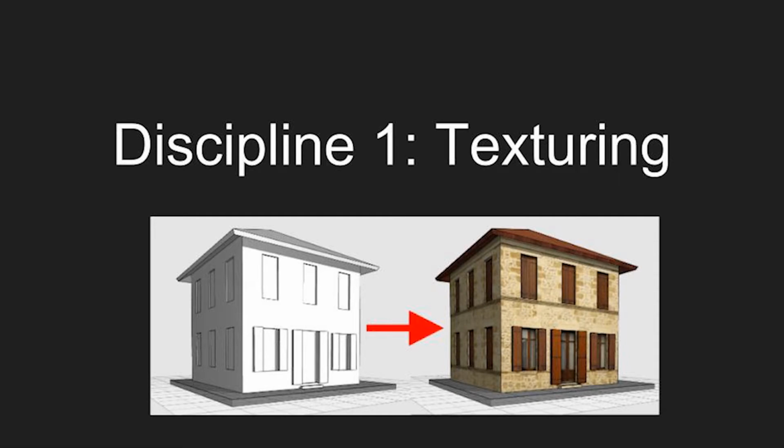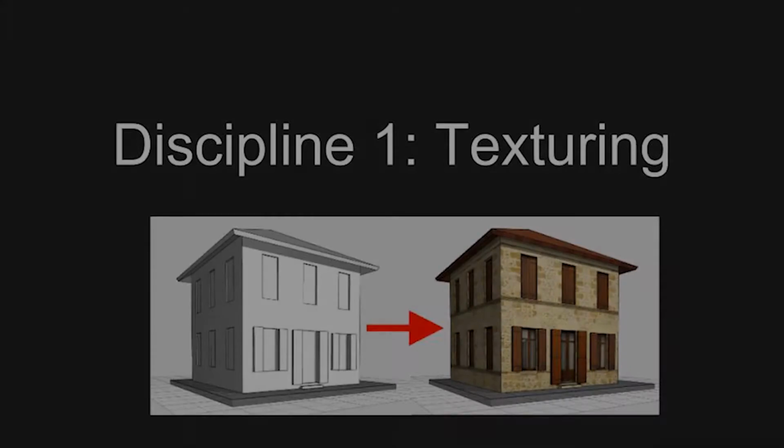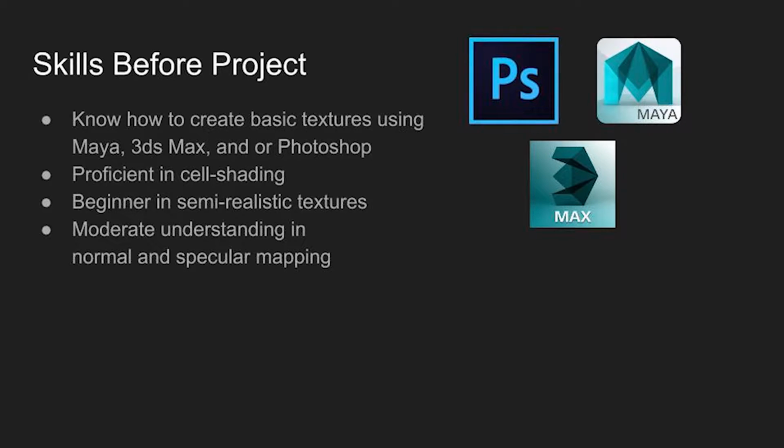For my first discipline, I will be talking about the improvements I made over the course of the project in terms of texturing. Before starting this project, I had a good amount of experience in texturing. While most of it has been involved with cell shading, I have had some experience with semi-realistic textures and have created a few normal and specular maps. All of those textures were created by using Photoshop as well as Maya or Max.